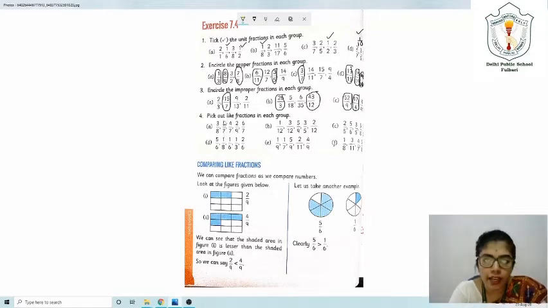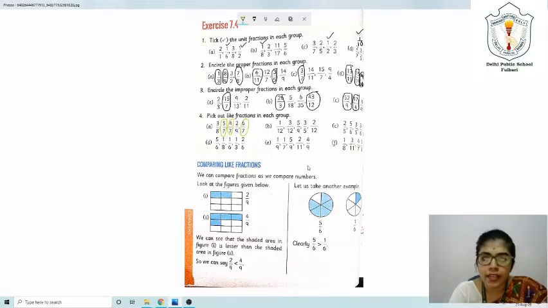So let us check here. I can see the denominator as 7. So we have here 5 by 7, 4 by 7, 6 by 7. These are the like fractions.